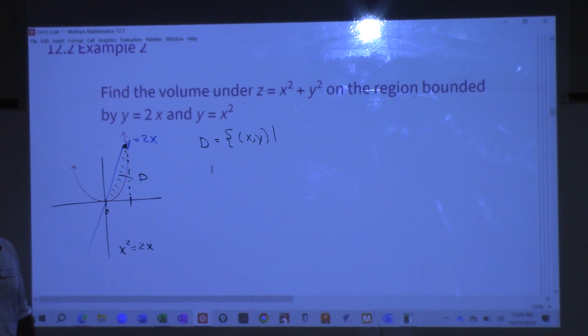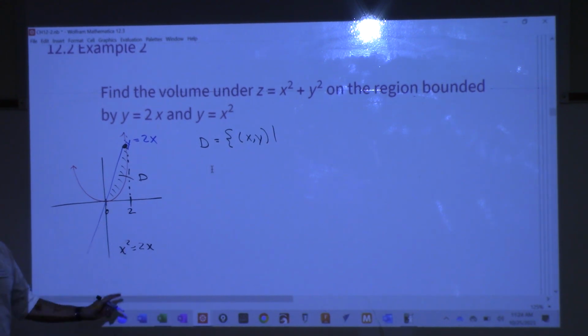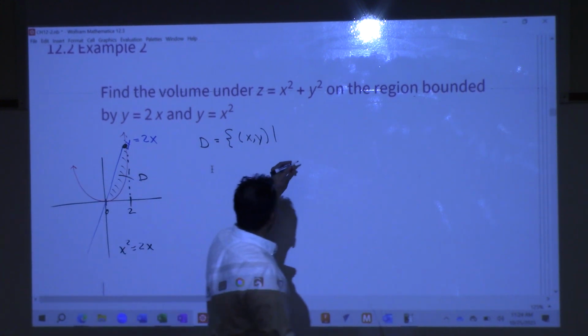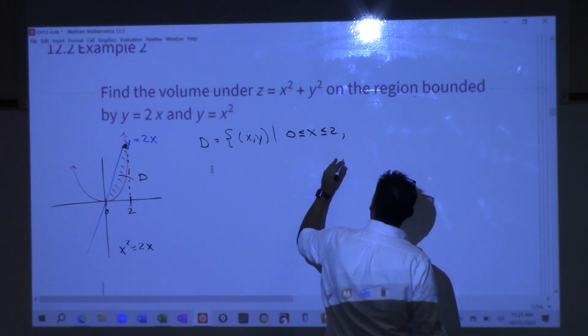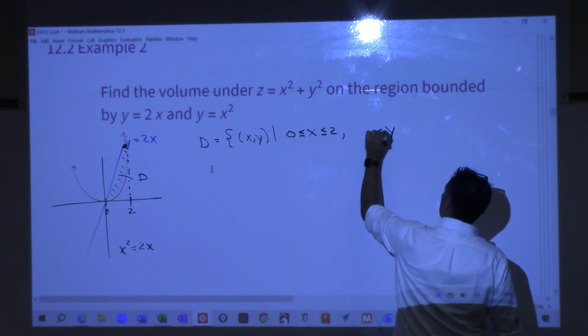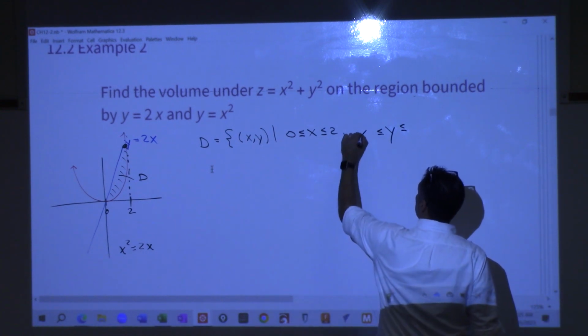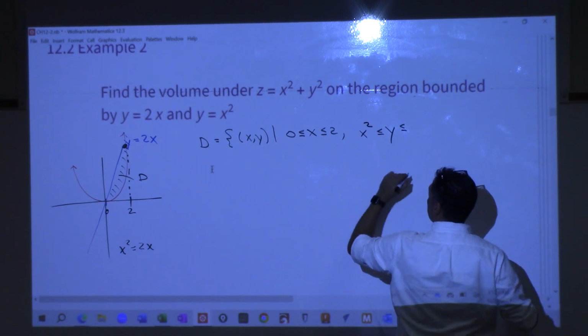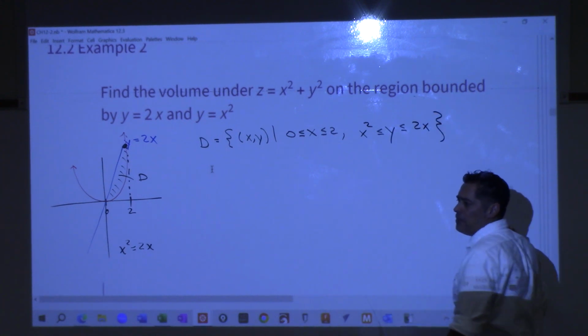2 works, right? Or you can just move things over, factor, and solve. But you get 0 and 2 as the two answers. That's where they hit each other. So you can say that the x's are between 0 and 2. And you can say that the y's are stuck between these two functions: the one on the bottom, which is the parabola, x squared, and the one on the top, which is 2x. There you go. That's it.